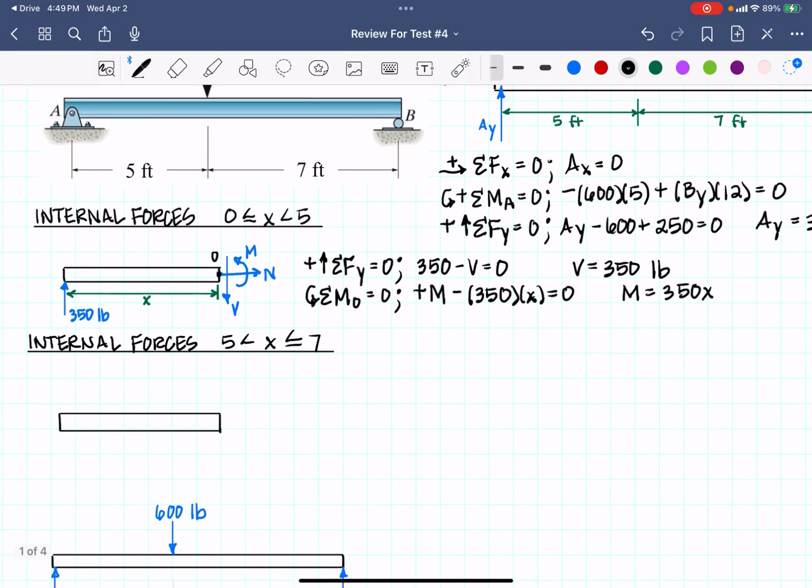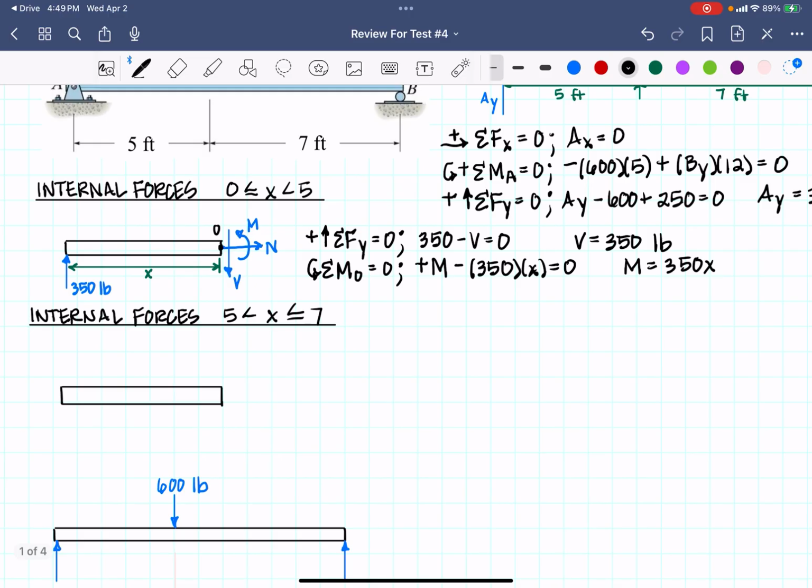Now let's look at our internal forces from 5 to 7. So let's see what reactions we have. We still have the reaction at A of 350 pounds. But now we're going to include that 600-pound force, because we're going further than 5 feet. And then the only other forces I'm going to have are the internal forces, since I cut the beam. So I'm going to have the shear, the normal, and the counterclockwise bending moment.